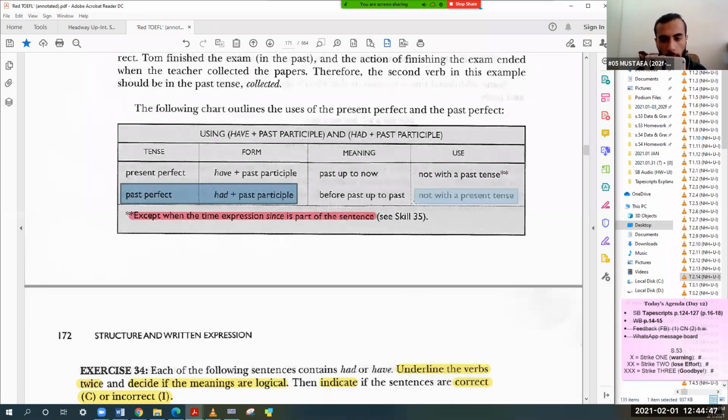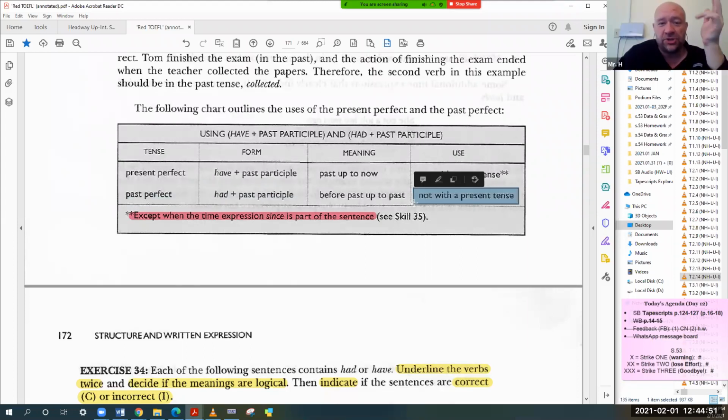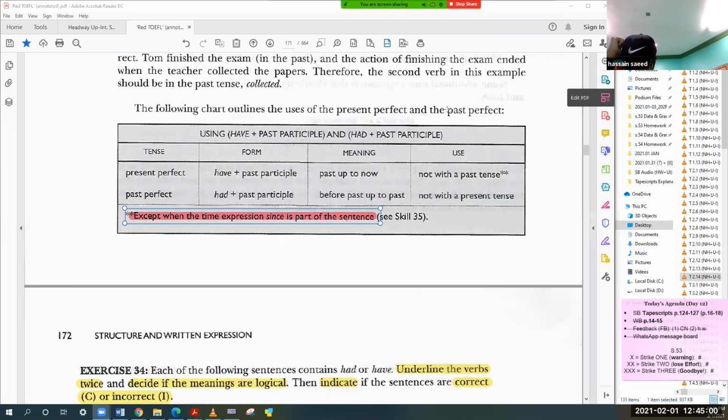Past up to past, past to now with past, the present tense. Never use it with the present tense. Okay. Hussein, can you read this special message? Except when the time expression, since, is part of the sentence, skill 35. Yes. So basically, if you look at skill 35, you can see that we use since.